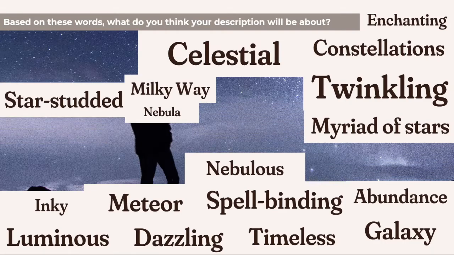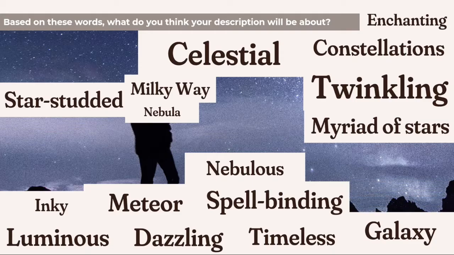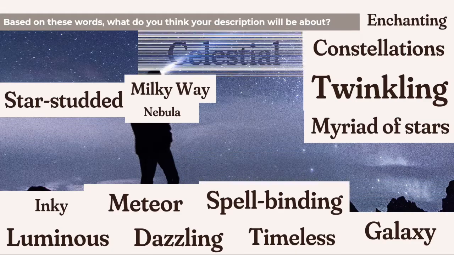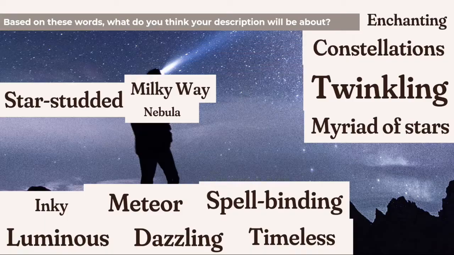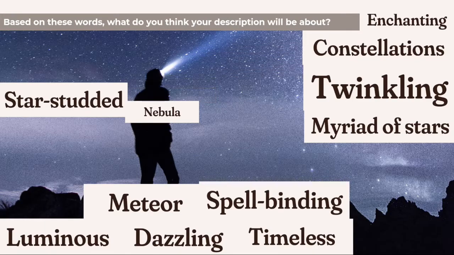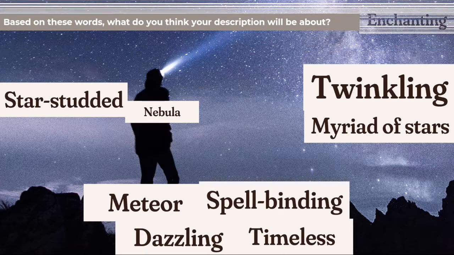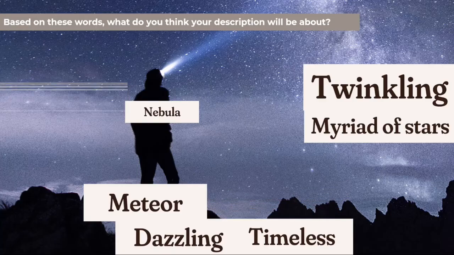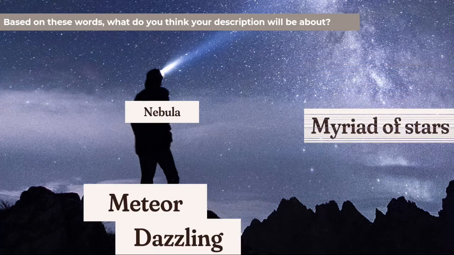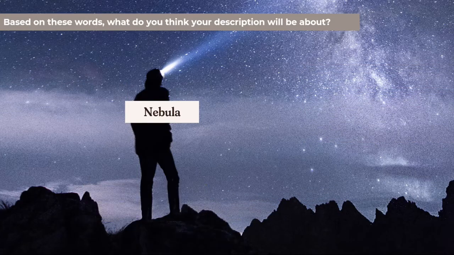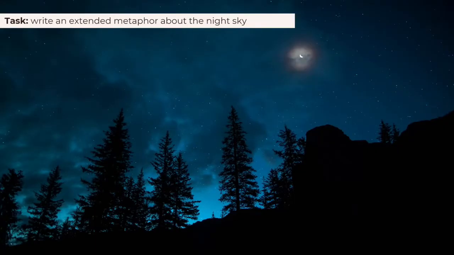Twinkling myriad of stars, nebulous, star-studded, celestial, constellations, spellbinding, the Milky Way, nebula, enchanting, timeless, dazzling, meteor. Have you got it? What are we writing our description about? Our task is write an extended metaphor about the night sky.